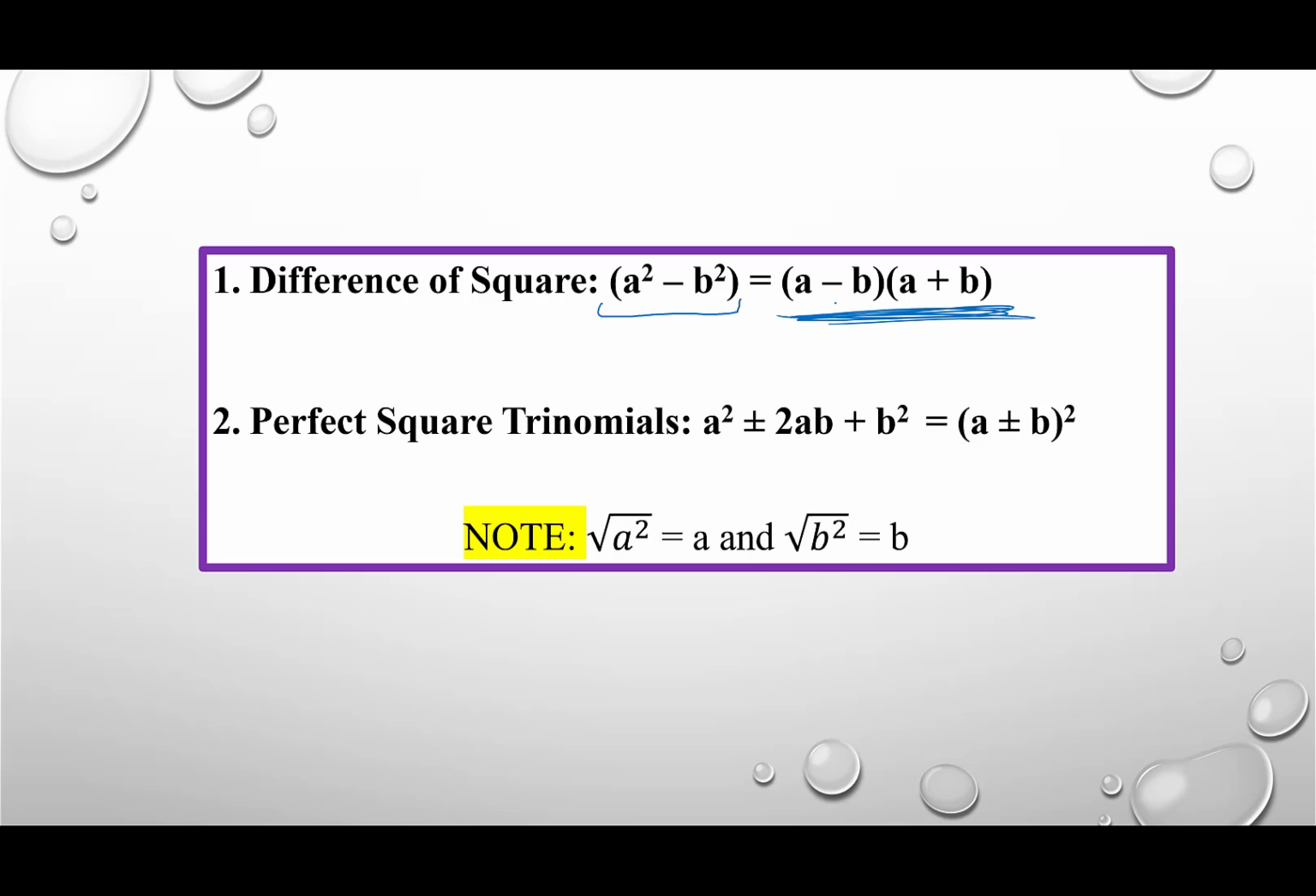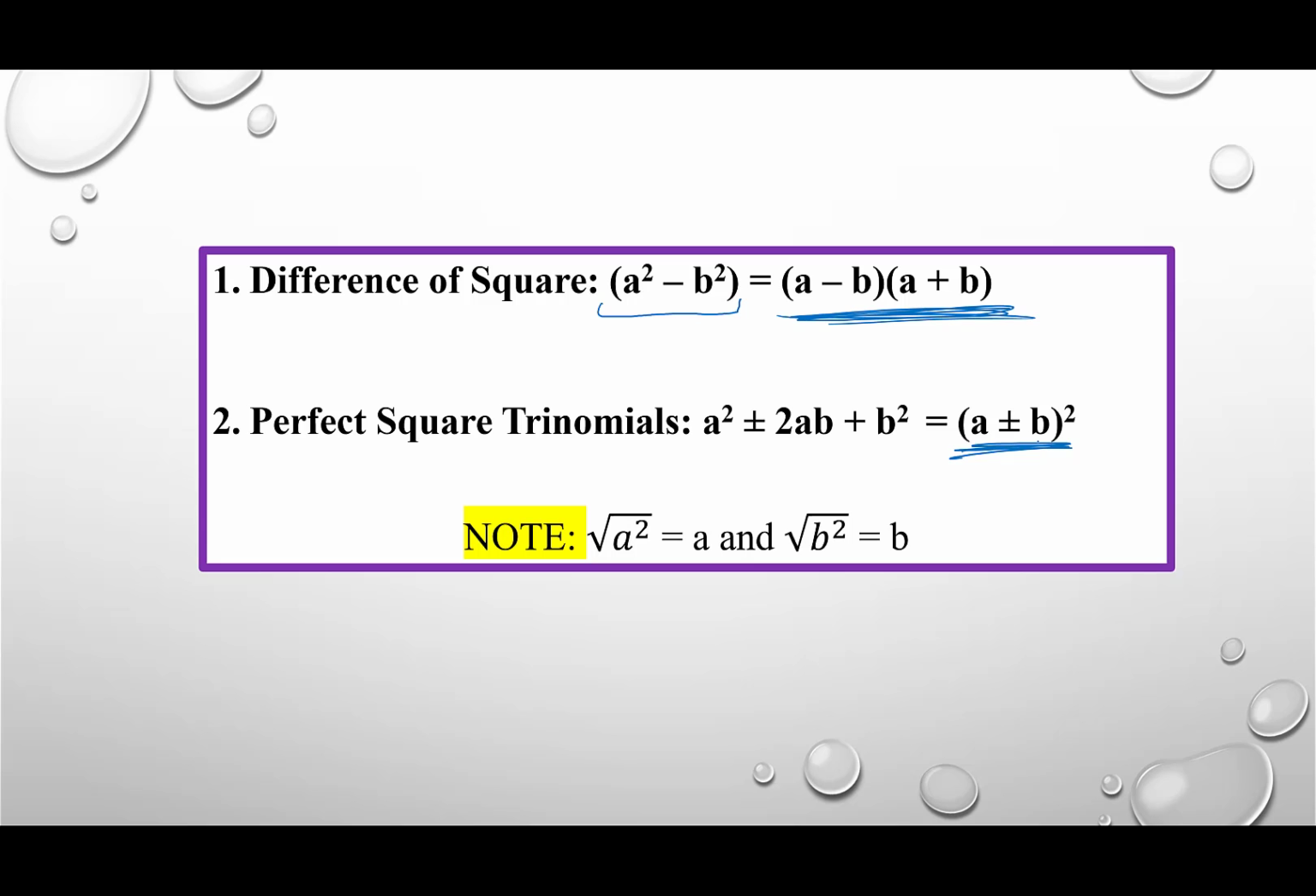The second special form that we talked about in class are perfect square trinomials. And this is in the format of a trinomial. And it's a squared plus or minus 2 times a times b plus b squared. And then the answer is going to be a plus or minus b quantity squared.